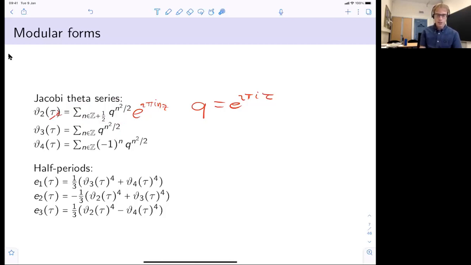Okay, now in addition to this, starting from these so-called Jacobi theta series, we can define the half periods E1, E2, and E3, which are simply sums of these Jacobi theta series to the power 4, such as theta 3 to the power 4, okay?